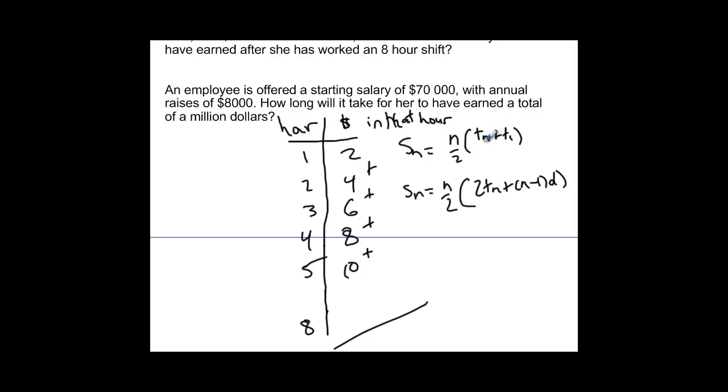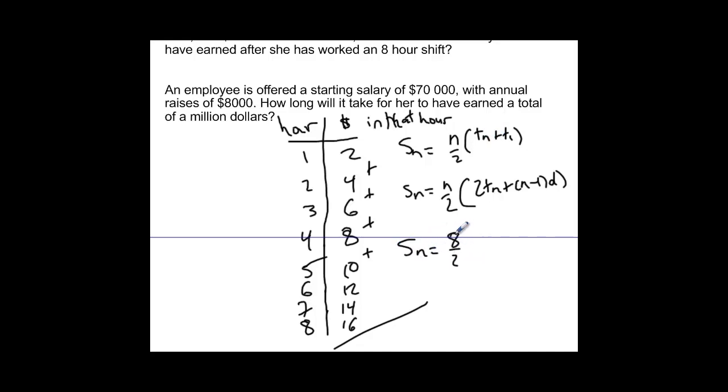So unless you want to actually figure out how much she earned in that 8th hour, which you could do, we could keep the pattern going. This would be 6, 7, so this would be 12, 14, 16. Okay. Well, now that I know how much she earned in that hour, I could actually use this formula.